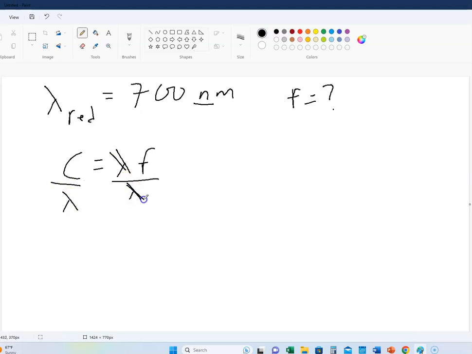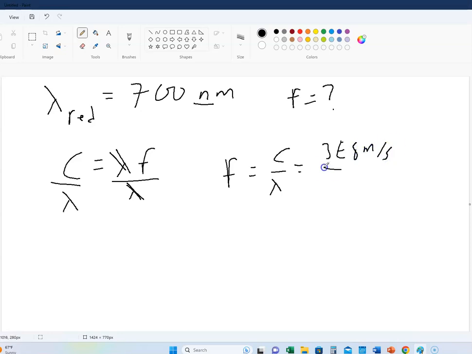All right, so there it is. Let me rewrite this. So f is equal to the speed of light, c, divided by lambda. And again, c is always the same. It's the speed of light in a vacuum: 3 times 10 to the 8th meters per second.